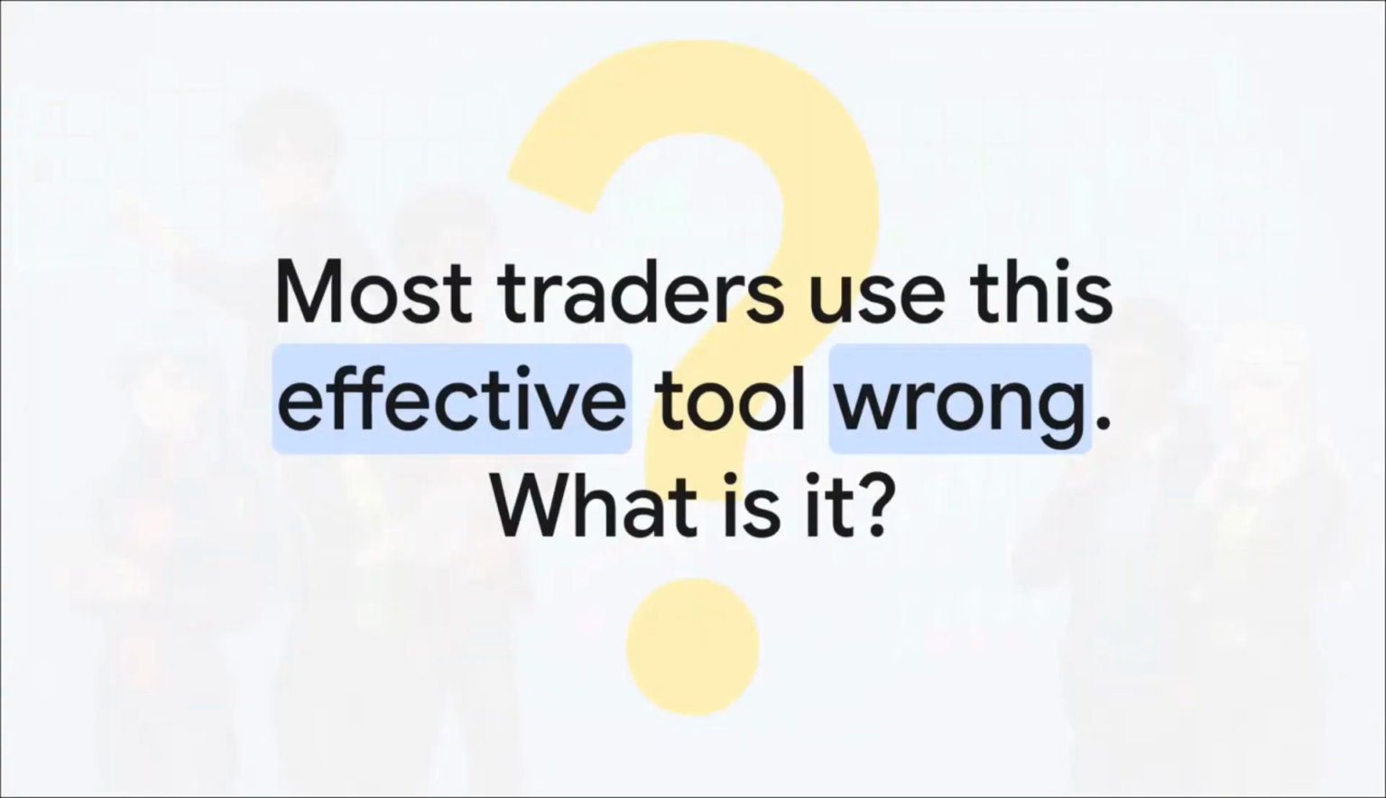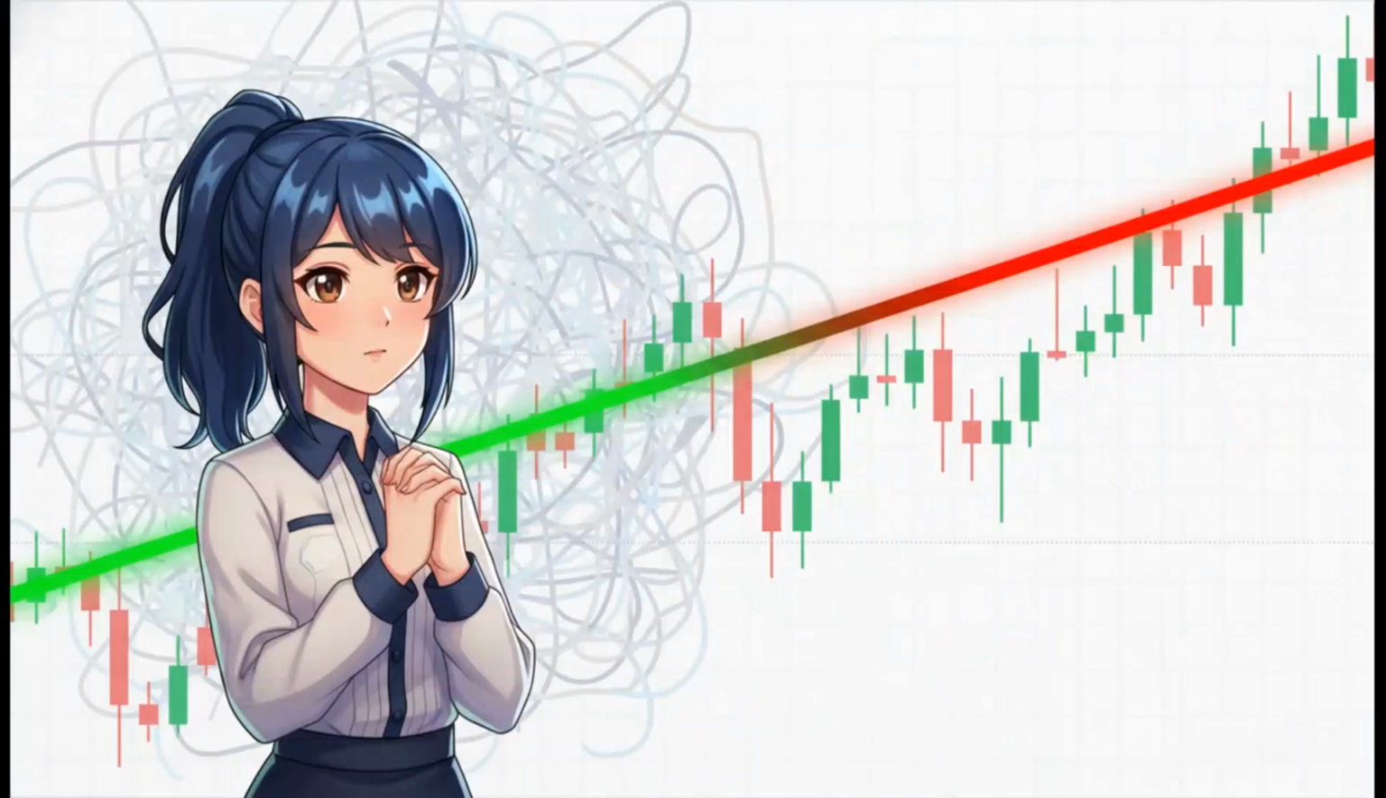So let's just start with a little bit of a puzzle. There's this super popular indicator out there, right? It promises to make market trends crystal clear. But for so many people, it just ends up causing confusion, getting them whipsawed in and out of trades, and, well, leading to a lot of unnecessary losses. And that tool we're talking about is the Supertrend indicator.